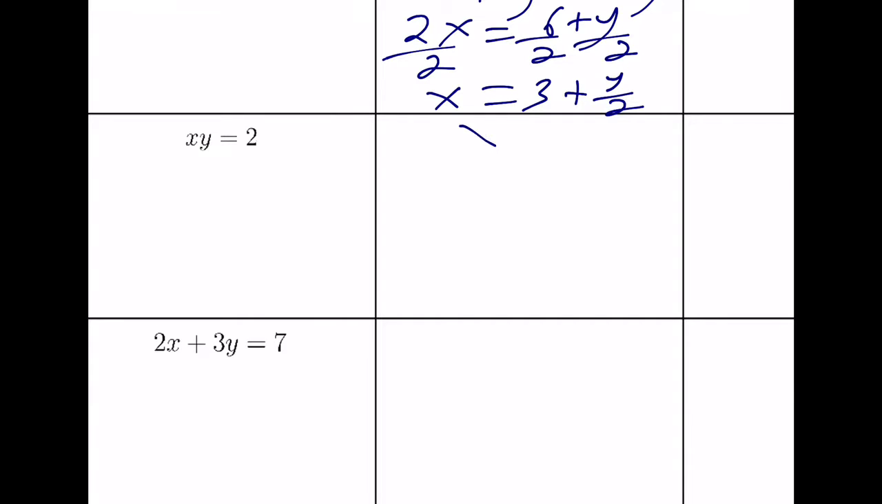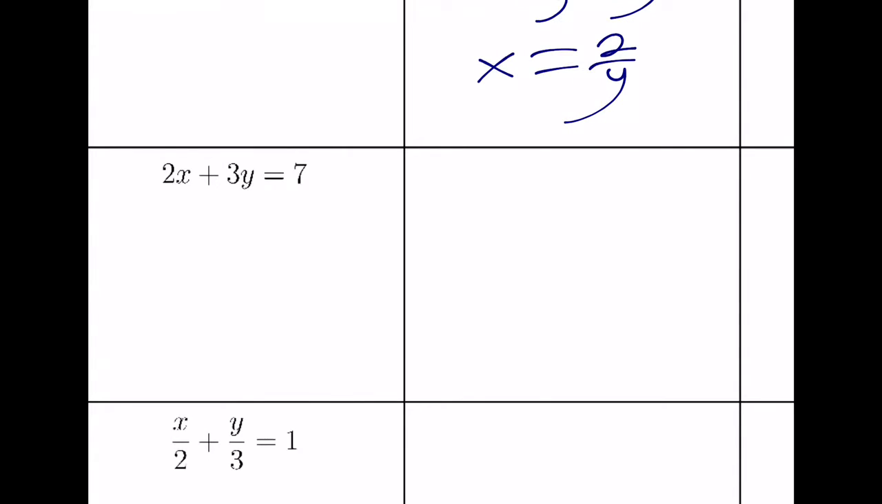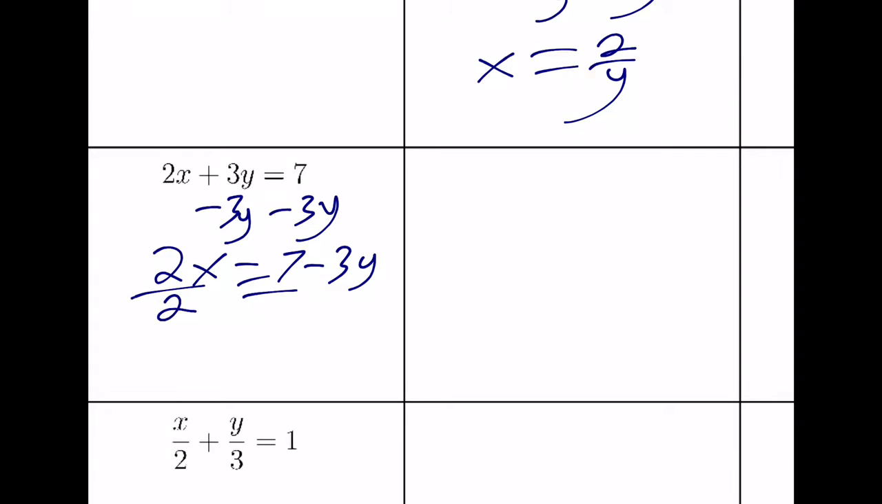If xy is 2, and I'm trying to get x by itself, I will divide by y. And x is equal to 2 over y. Next one, I subtract 3y from both sides, and I get 2x is equal to 7 minus 3y. And I divide everything by 2. So x is equal to 7 halves minus 3y over 2.